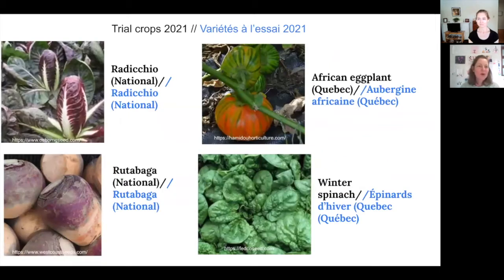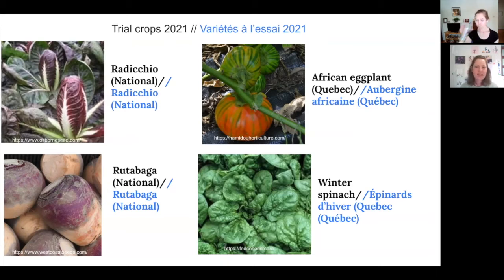The trial crops for 2021, there are actually 4 crops that are associated with the CANOVI trials this year. There's Radicchio, which is being trialed in all the regions of Canada or of our trial network. Rutabaga, which is also taking place across Canada. And there are 2 trials that are more regionalized.